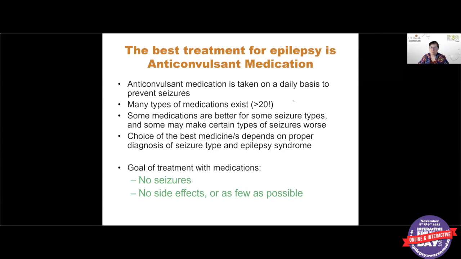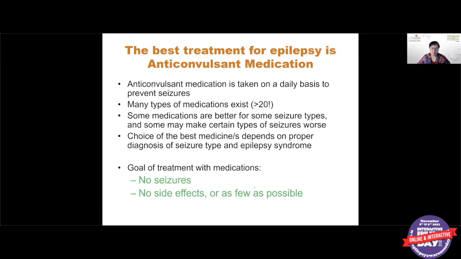And really the best treatment for epilepsy, regardless of what seizure types you have, is usually anticonvulsant medication. So anticonvulsant medicines are taken every day to prevent seizures. Depending on the medication, it may be once or twice a day, or sometimes even 3 times a day. And there are a lot of different types of medications. Some are better for some types of seizures or some types of epilepsy than others. And so that's why doing the diagnostic testing like the EEG and the MRI can be very helpful in determining which medicine is going to work best.